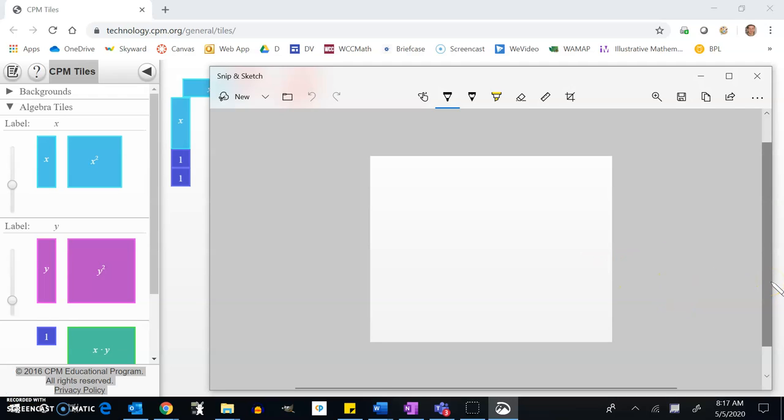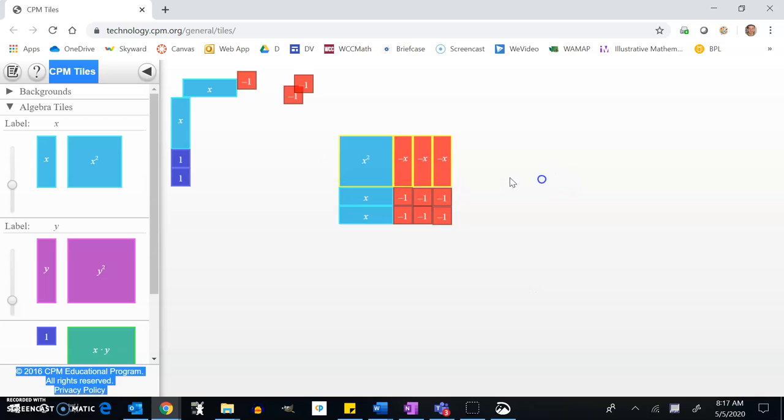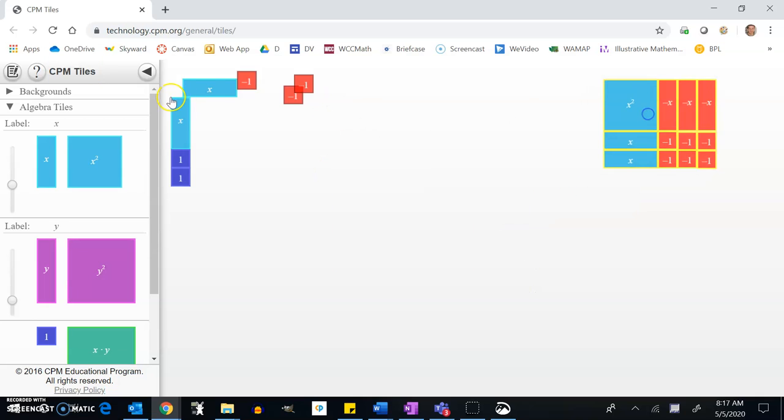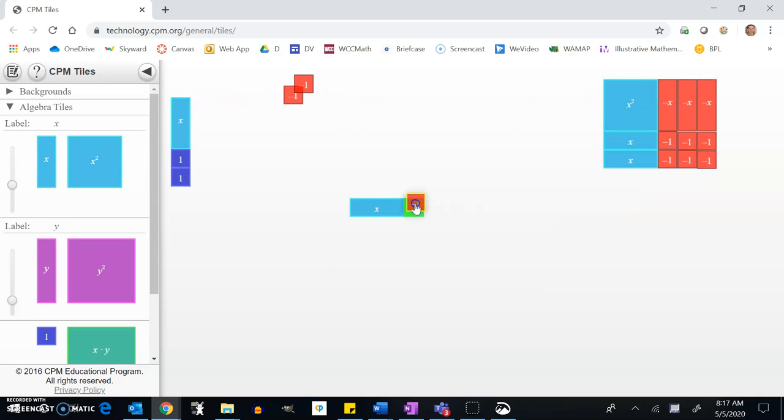And here is my next one. How about if I had x minus 2 times x plus 2? All right, so let's think about what that would look like. I'm just going to get these out of the way. So I have an x minus 2, that's one of my sides. I'm just building my frame right now, and an x plus 2.